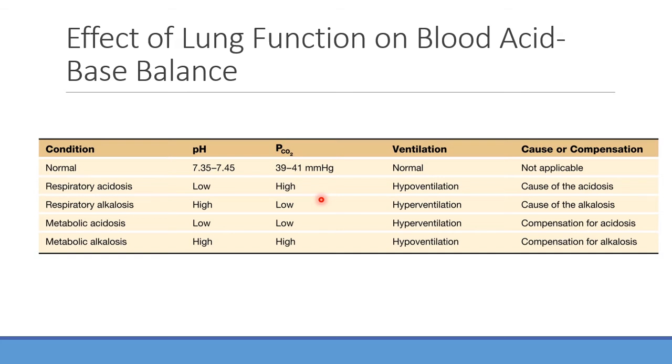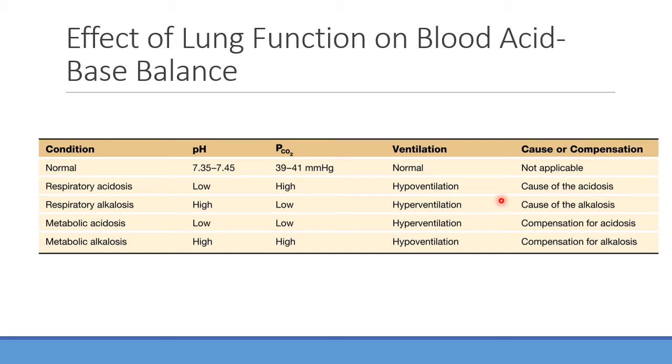That makes sense? On the other hand, let's say you have a respiratory alkalosis. You expect the pH to be high, right? And then you expect the PCO2 to be low, because they're hyperventilating, so they're probably blowing off a lot of CO2. In this case, you say, okay, this is the cause of the alkalosis, okay? Now, things get a little bit more tricky when you're trying to determine whether the ventilation is trying to compensate for metabolic issues here, okay?